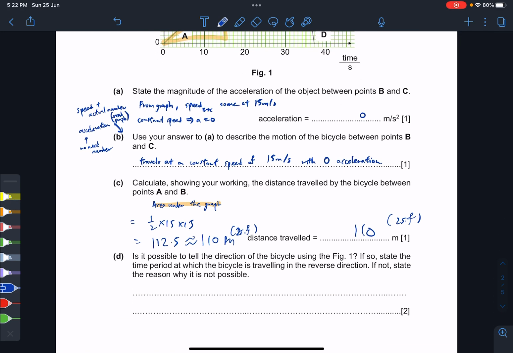Is it possible to tell the direction of the bicycle using the speed-time graph? Well, the answer is no, because speed is a scalar, which does not mention the direction.